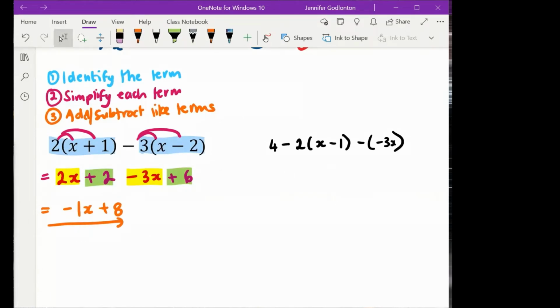Now, the first thing, they went off track. The first thing that we're going to do is we're going to do the same thing we did in the first one, and we're going to identify our terms. And if we don't identify our terms, you're going to fall for the trap that I set for you.